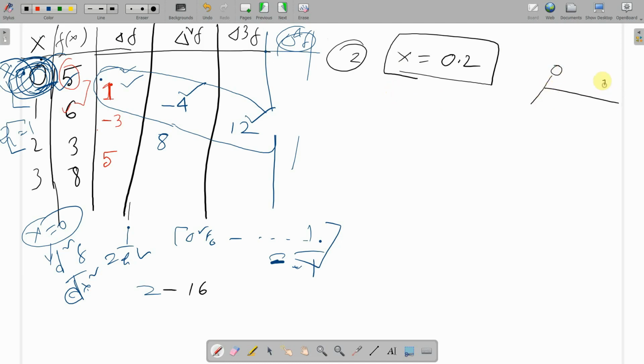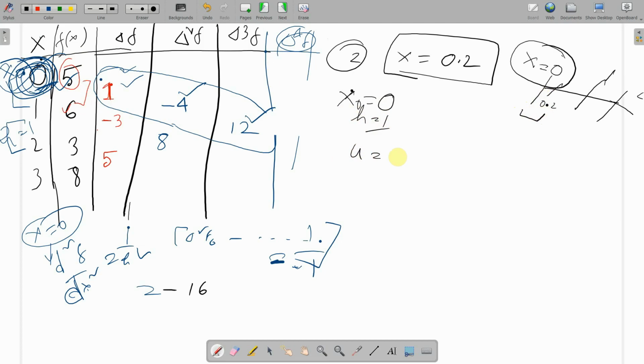We know the value at point 0, the value at point 1, and the value at point 2. If I want to find 0.2, I'll take x equals 0 as my x0. I'm taking the nearest point. Okay, and h is always 1. For this problem, h is 1. Now find me the value of u. What will be the u?